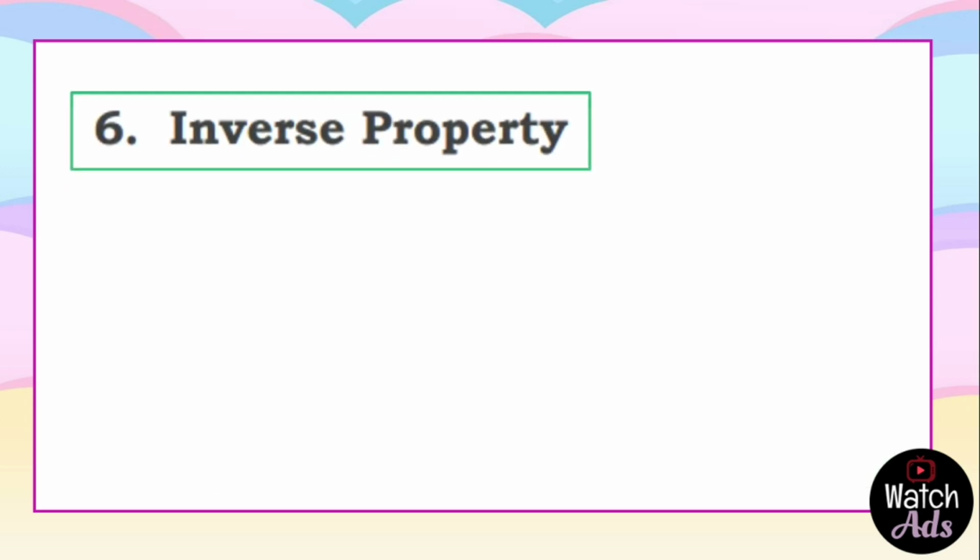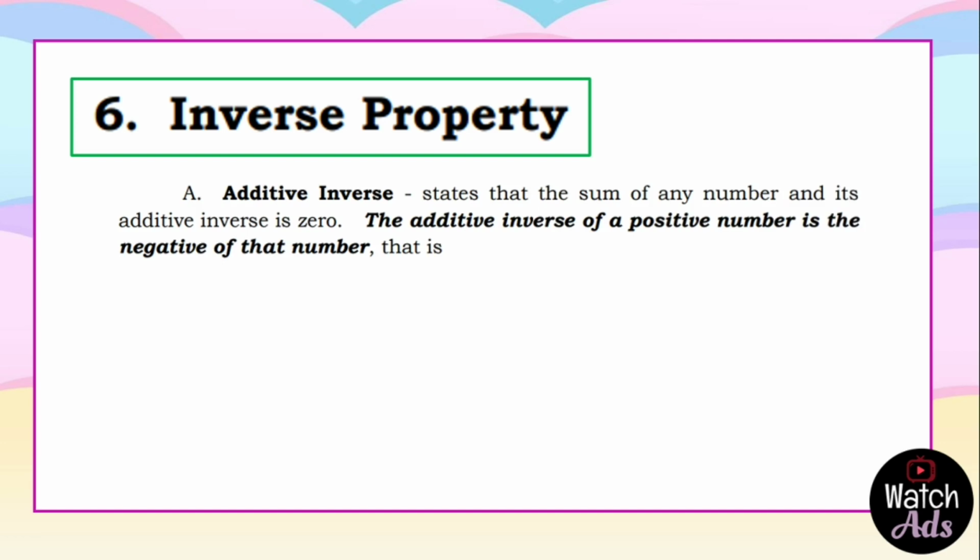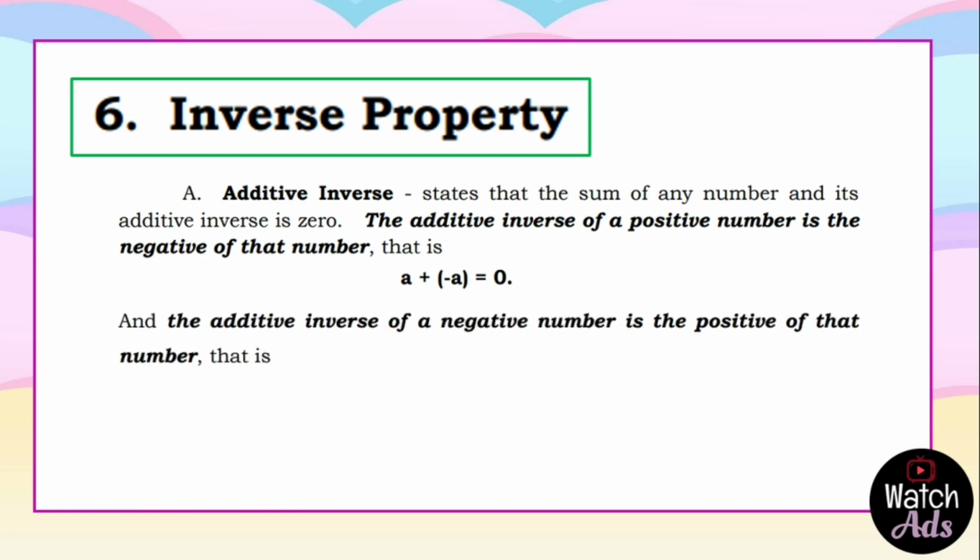Now for our last property is the inverse property. Inverse property is more of the identity property but the other way around. You'll see. The additive inverse states that the sum of any number and its additive inverse is 0. The additive inverse of a positive number is a negative of that number. That is A plus negative A is equal to 0. And the additive inverse of a negative number is the positive of that number. That is negative A plus A is equal to 0.